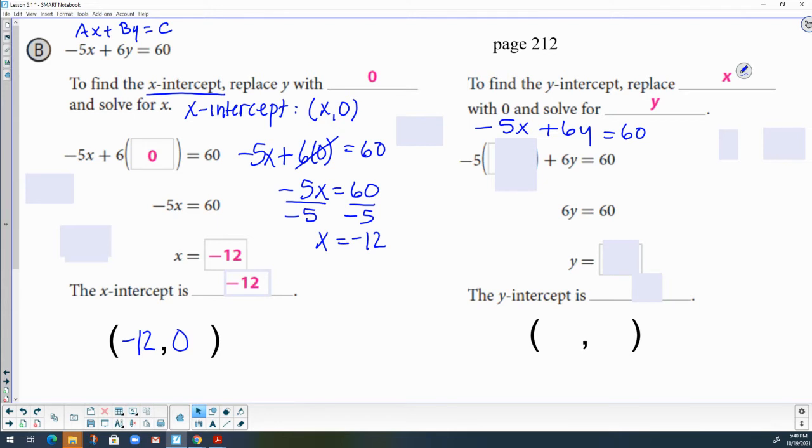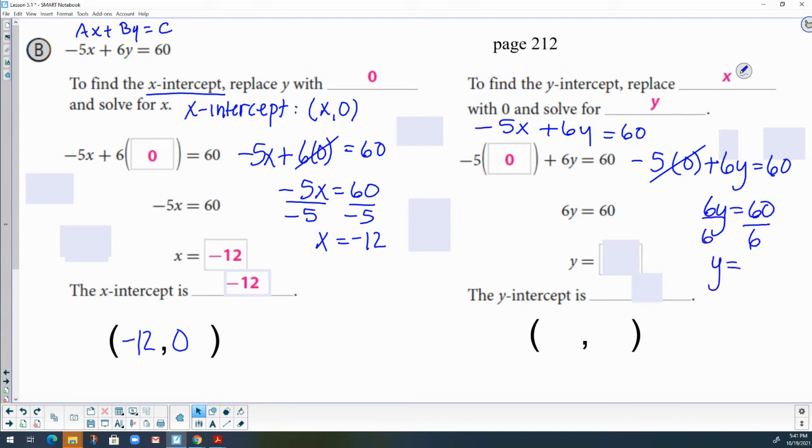I'm going to substitute my 0 in for x, and so that's going to give me the 6y, so let's just do the work over here. Substitute the 0 in, so 6y is equal to 60. This simplifies out, so 6y is equal to 60, divide by 6, so y is equal to 10. So I know that my y-intercept is 10.